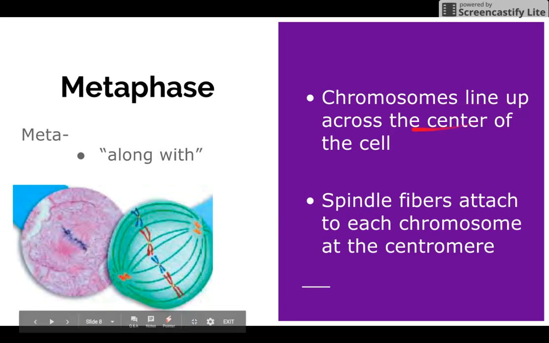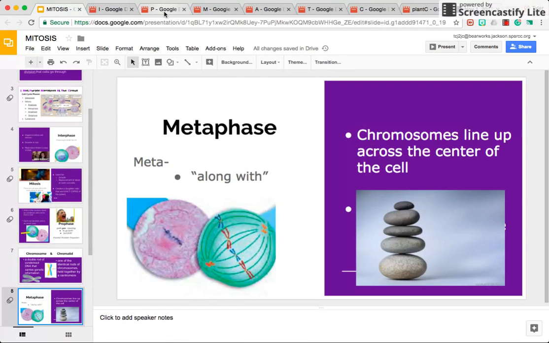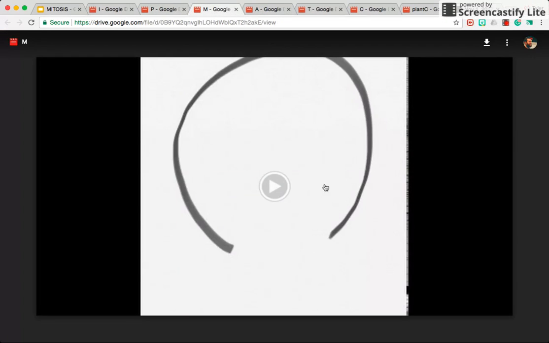The chromosomes line up across the center of the cell, and these little strings here that I was telling you about earlier, the spindle fibers, they attach to each chromosome at the centromere. So that is that thing right in the middle where I'm putting my red dot. See, the spindle fibers are connected right there. So when you draw this, make sure you have them connect at the spindle fibers.